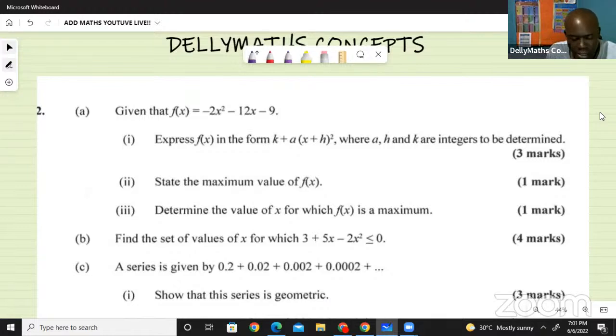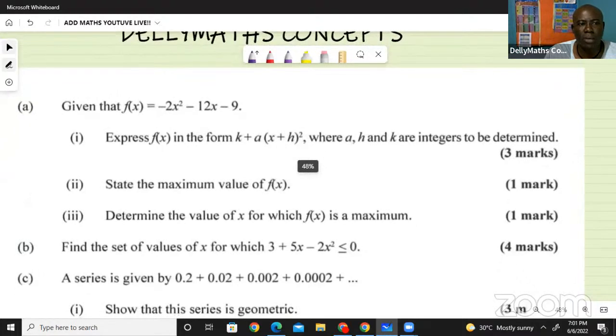Questions in the chat. I will be responding accordingly. All right, let's go. So we're looking at some questions here.